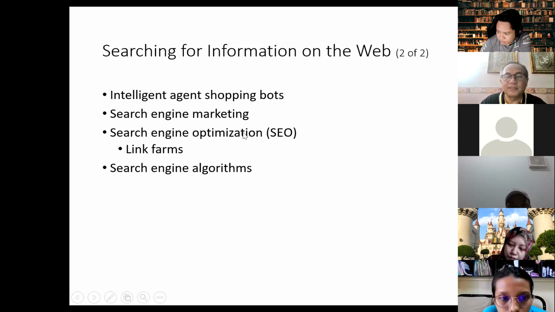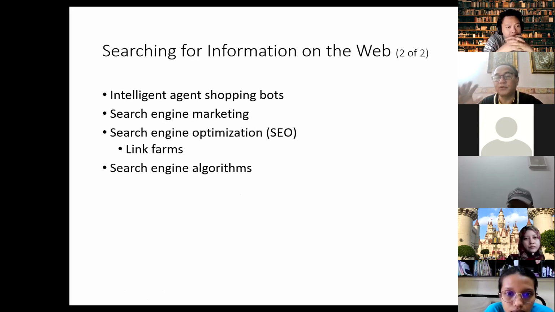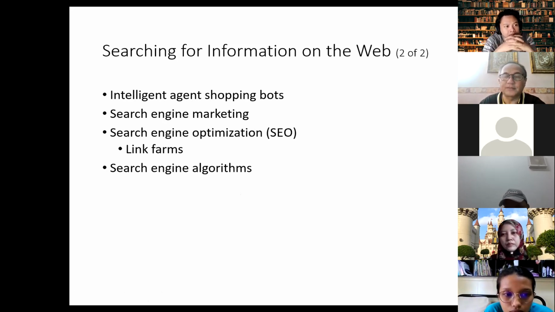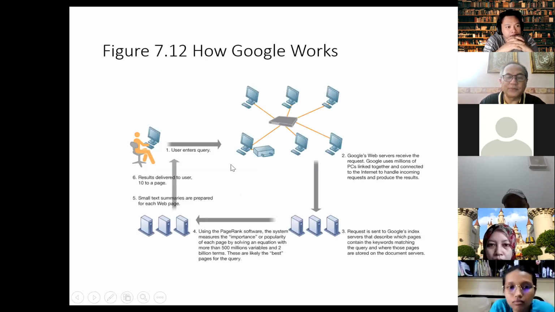Search engine optimization is how you link the search engine with the content, how you build the content so the search engine can find them. Then a combination of search engine optimization and different other tools gives us search engine marketing, and then you have intelligent shopping bots that crawl. It's still a robot, crawling into certain sites. This is how Google works.